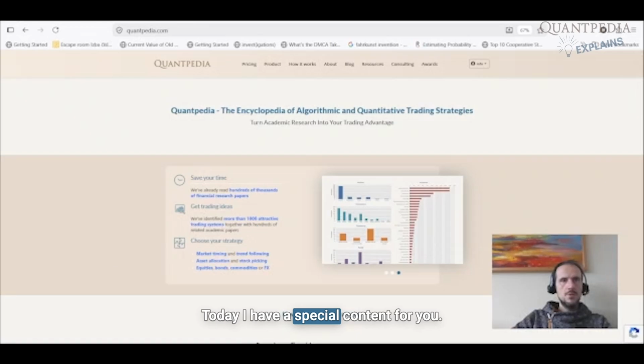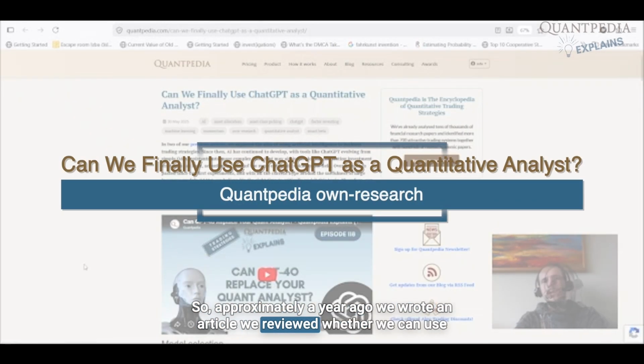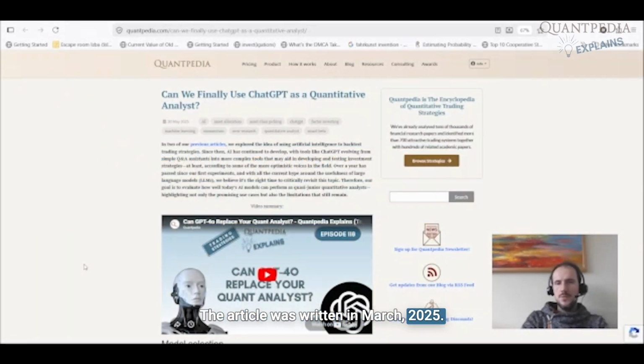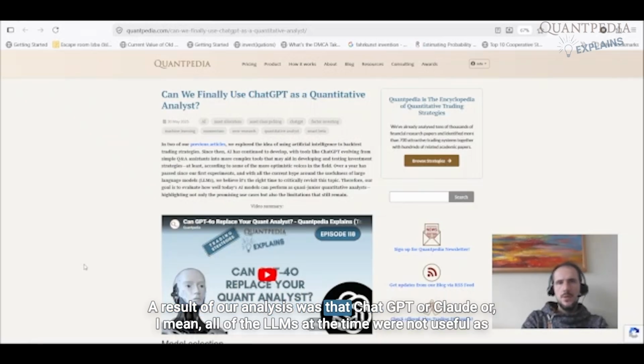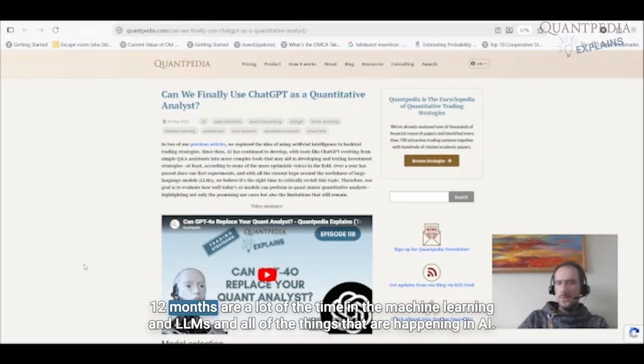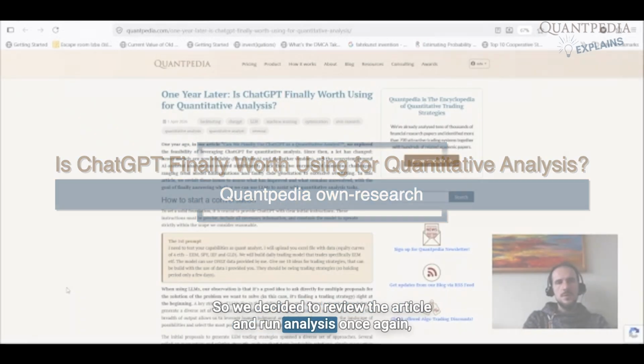Today I have a special content for you. Approximately a year ago we wrote an article. We reviewed whether we can use ChatGPT as a quantitative analyst. The article was written in March 2025, so it's over a year from the article. A result of our analysis was that ChatGPT or Claude or all of the LLMs at the time were not useful as a quant analyst or junior quant analyst yet. 12 months are a lot of time in machine learning and LLMs and all of the things that are happening in AI. So we decided to review the article and run the analysis once again.